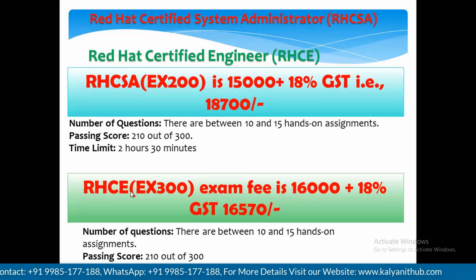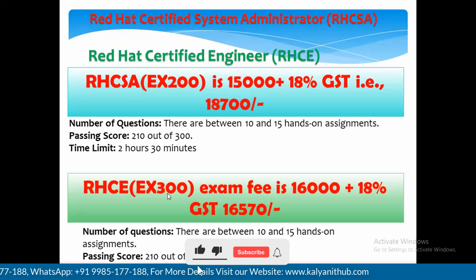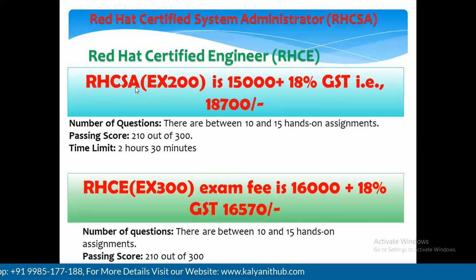Next, the RHCE exam, code number 300. This is completely advanced. With RHCSA you can handle only user management and file management. How many users, how many clients you will have, you can control it. You can manage that: how to share the data, how to access the data, how to troubleshoot, and how to give permissions. These kinds of things RHCSA can help you with. That's it. This is level 1.